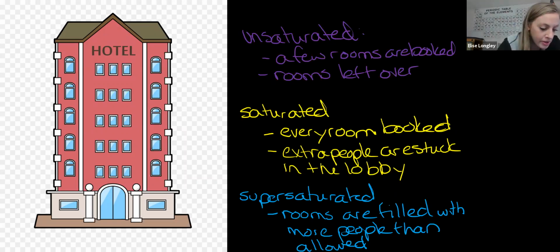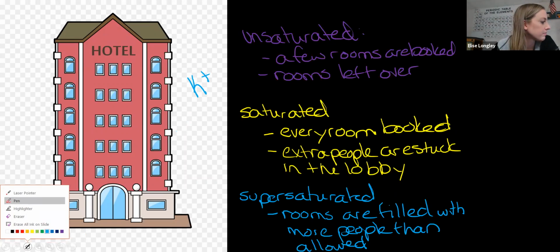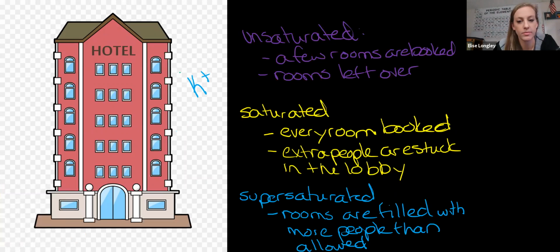Tell me how a K plus ion dissolves in water. What does it look like? What does water do around it? I'm not really sure. So if I drew a water molecule, why do I draw the oxygen next to the K plus?